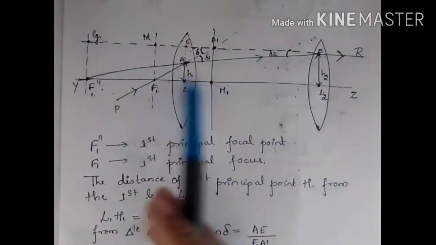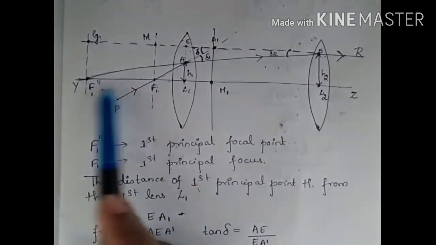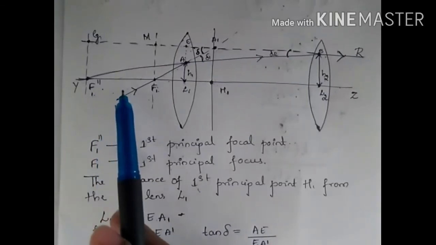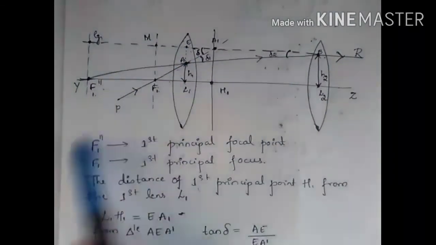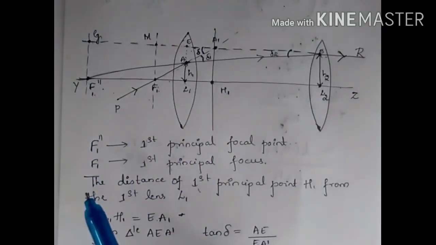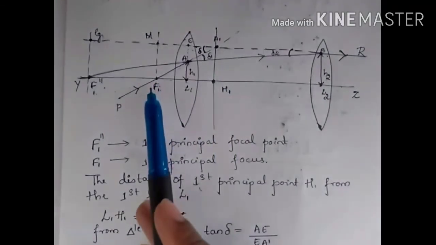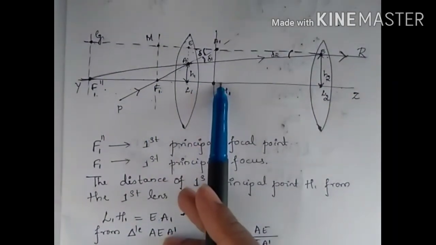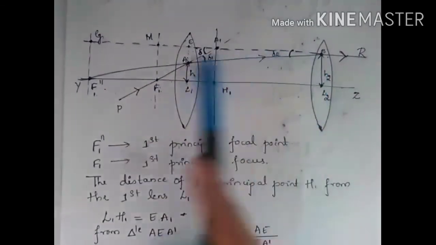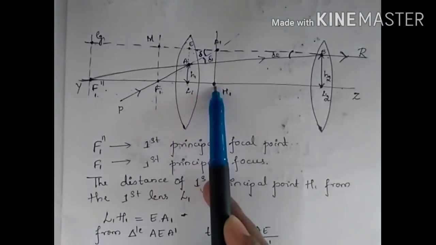Since these two points are in the opposite direction of the incident ray, we can take them as negative. I'm sorry, I said it as L1H1, so it is H1F1. So H1F1 forms the focal length of the combination of lenses, and this is F, that is capital F.